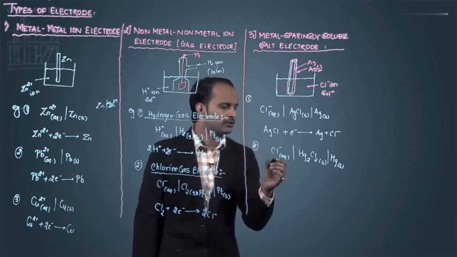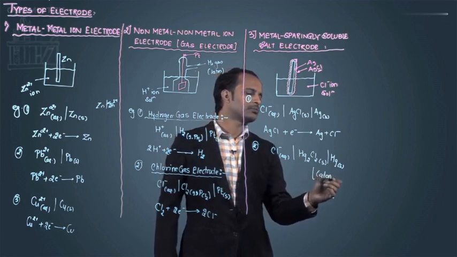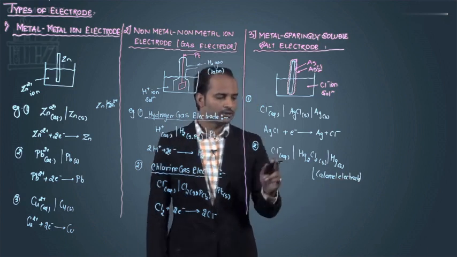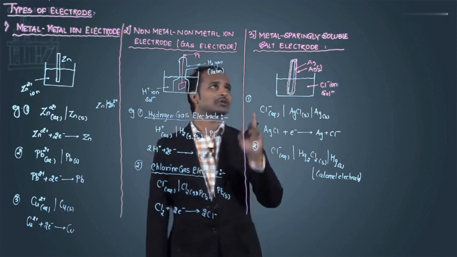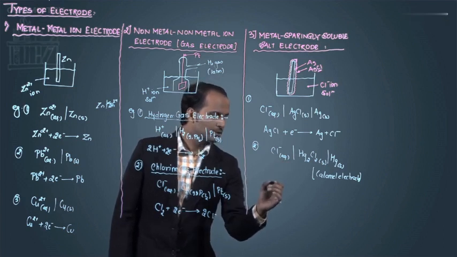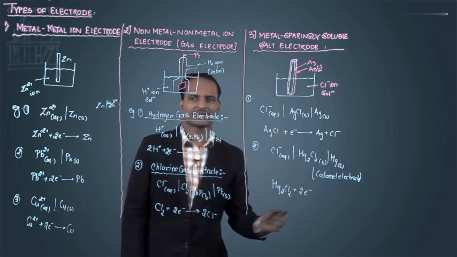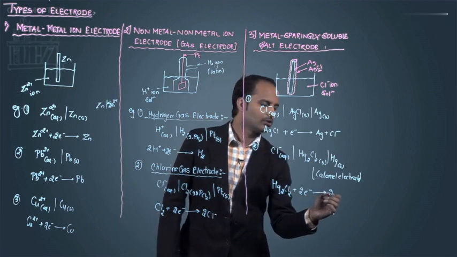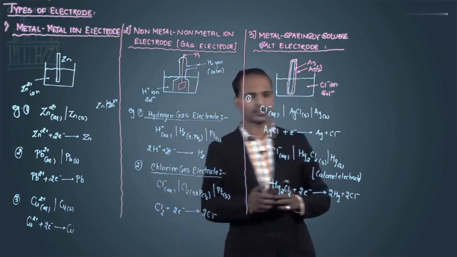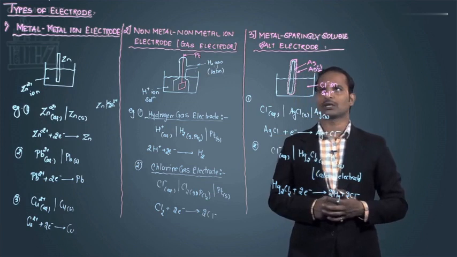So this electrode has one particular very important name, that is called the calomel electrode, and about this electrode we are going to learn in detail in the same chapter. The calomel electrode is considered as an example of the metal sparingly soluble salt electrode. Now the reaction, that is Hg2Cl2 will gain 2 electrons as there are 2 chlorines, and it will produce 2 Hg plus 2 Cl minus ions. So we got the third type, that is a metal sparingly soluble salt electrode.